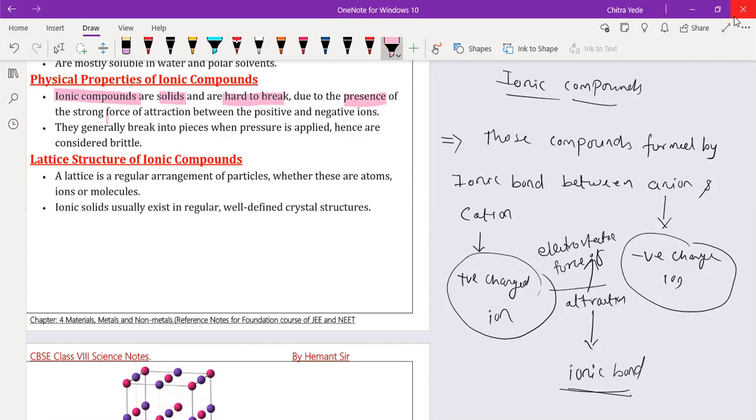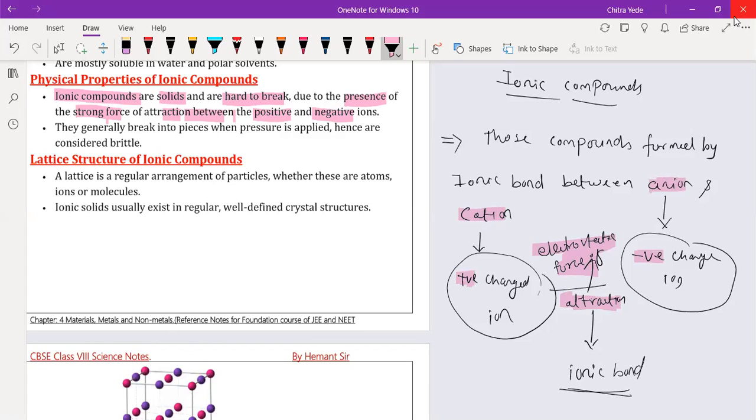Okay, so see why they are solid and very hard to break: because they have a strong force of attraction between them, and that force of attraction is called electrostatic force of attraction. It works between positive and negative charged ions, which we call cation and anion. So anion is a negatively charged ion and cation is a positively charged ion. Okay, this is the first property of ionic compounds.